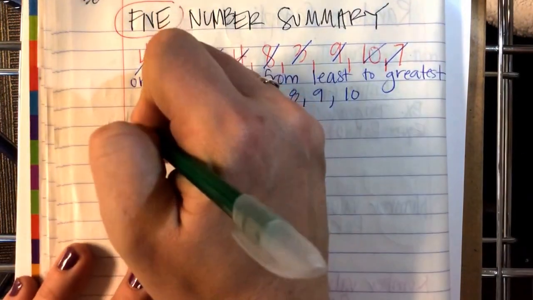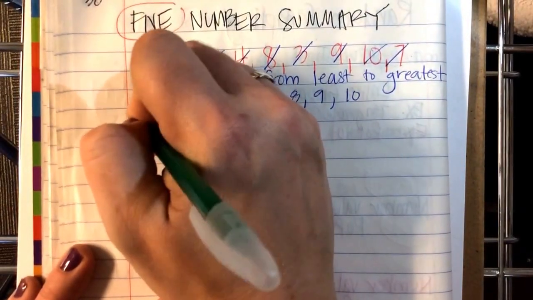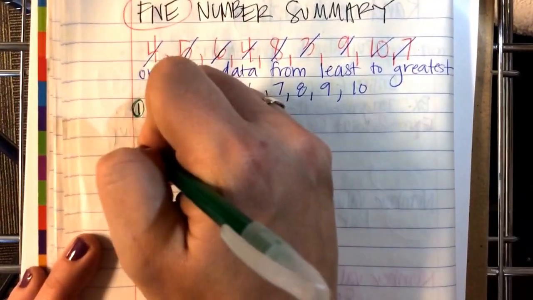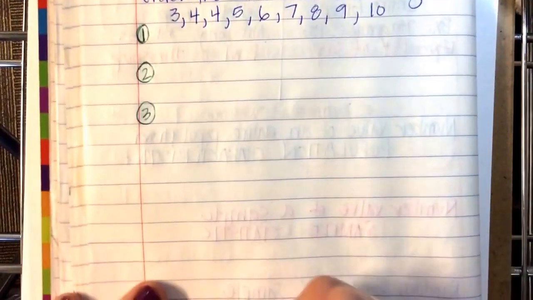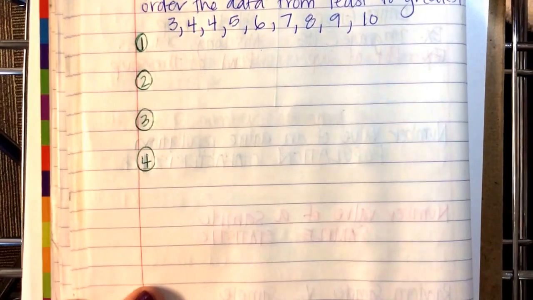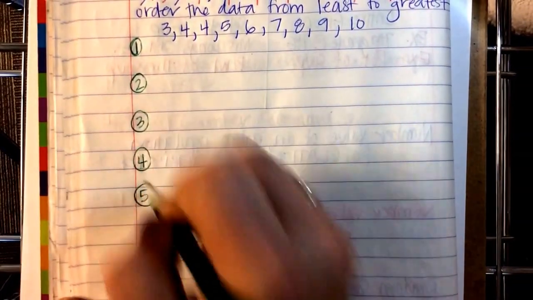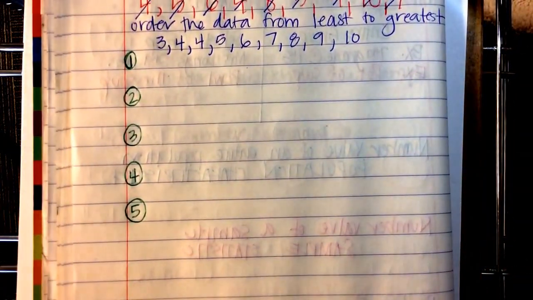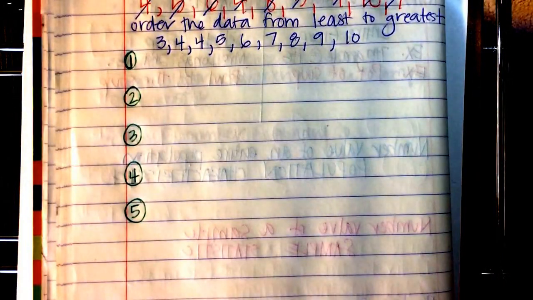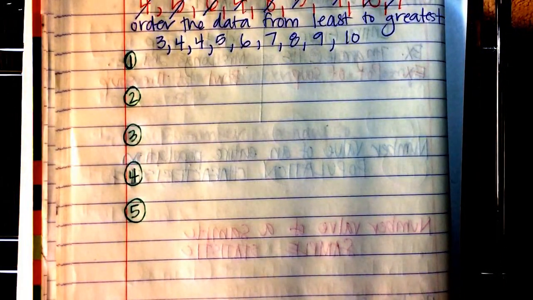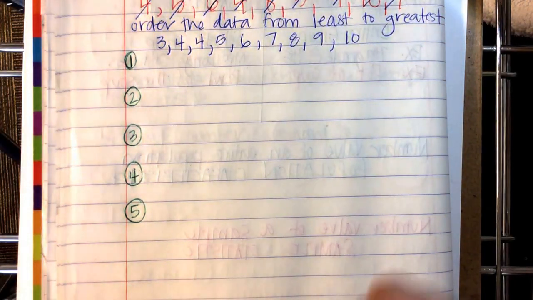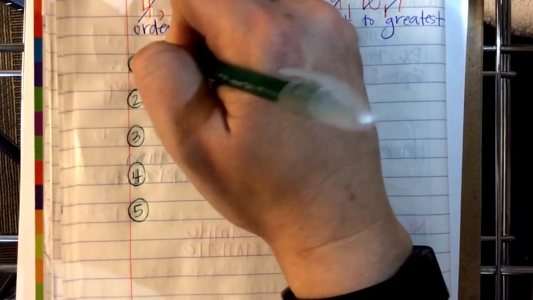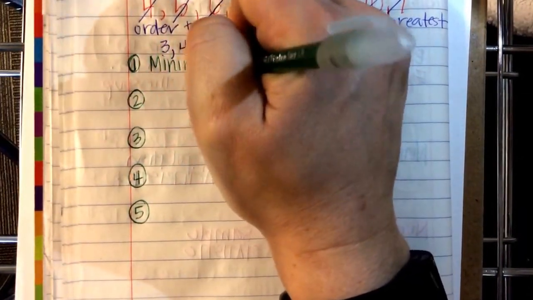And here are the 5 pieces of data. So I'm going to put a 1, skip a line, 2, skip a line, 3, skip a line, 4, and 5. 5 pieces of data. 5 ways to analyze this data set. The first way to analyze any set of data is to always look for the minimum.